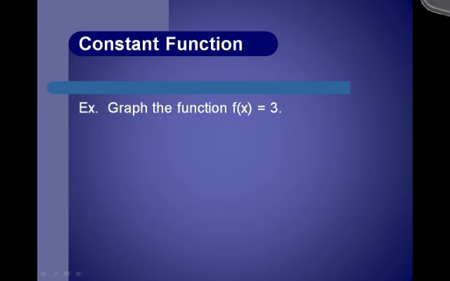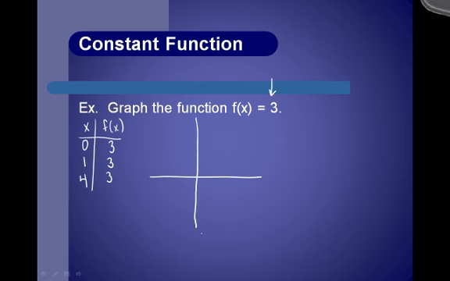Let's do an example. Graph the function f of x equals 3. Notice there is no x value on the right side of the function, therefore the y value is always 3. So if we made a chart, the f of x is always 3. The x can be whatever we choose, so we could plug in 0, 1, 4, -2. It doesn't matter, but the y value or the f of x value is always 3.